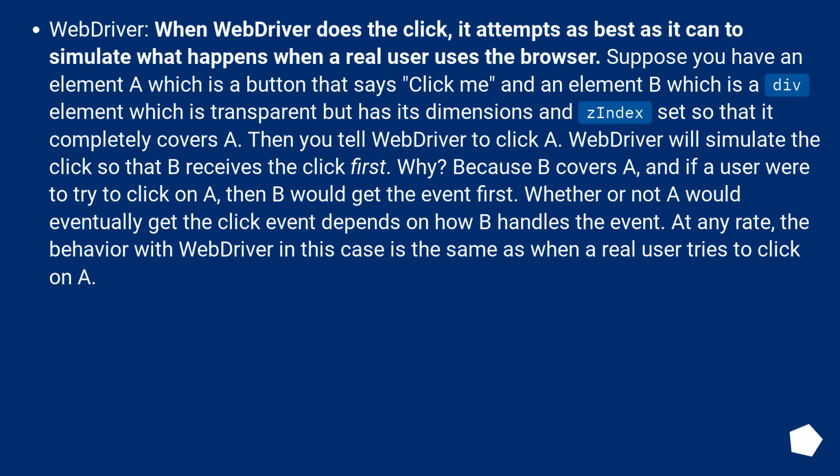WebDriver. When WebDriver does the click, it attempts as best as it can to simulate what happens when a real user uses the browser. Suppose you have an element A which is a button that says click me, and an element B which is a div element which is transparent but has its dimensions and its z-index set so that it completely covers A. Then you tell WebDriver to click A. WebDriver will simulate the click so that B receives the click first. Why? Because B covers A, and if a user were to try to click on A, then B would get the event first. Whether or not A would eventually get the click event depends on how B handles the event. At any rate, the behavior with WebDriver in this case is the same as when a real user tries to click on A.